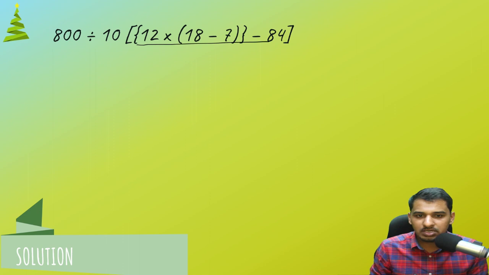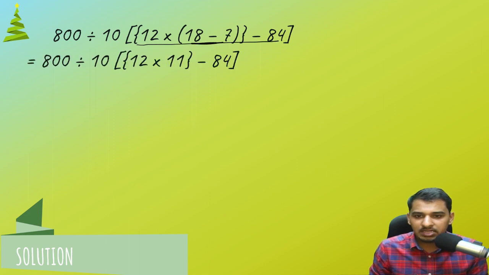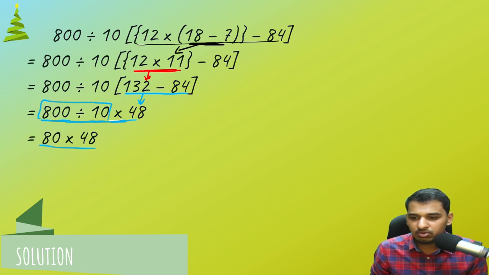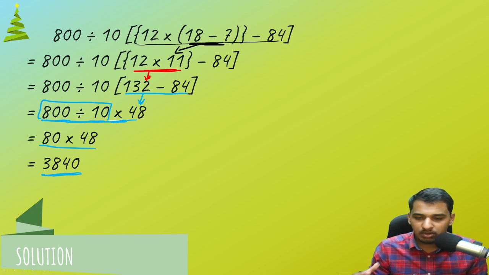This has been given to us like this. First we will solve the innermost bracket, 18 minus 7. This gives me 11. Then we will solve this bracket, this is 132. Then when you solve this one, 132 minus 84, you will get 48. Then you will remove the bracket outside 48, so you will get this multiplication sign here. Now you will perform BODMAS. So 800 divided by 10 will be 80, and then into 48. 80 into 48 is 3840. I hope this is clear to you. Some new concept that you learned through this question.